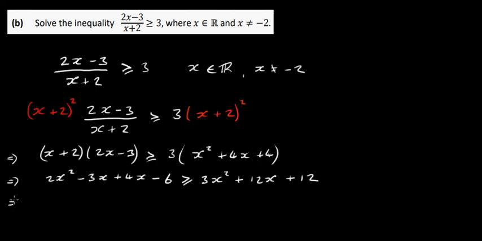Now let me just simplify this a little bit. We've got 2x squared, we've got minus 3x plus 4x, that'll give me a plus x. We've got a minus 6, and on this side we don't have to do anything. 3x squared plus 12x plus 12.